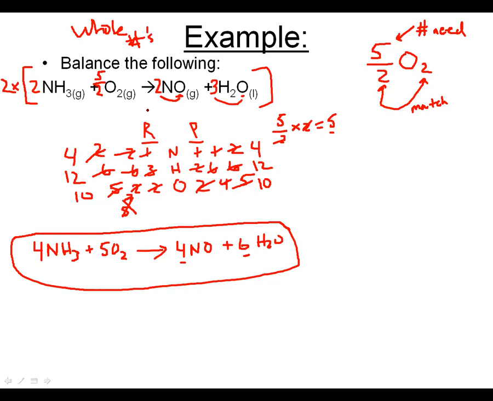Any questions on balancing? So again, the correctly balanced one for this one is the one that's boxed, the one with all whole numbers, but you can use a fraction to balance an equation. You just got to clear the fraction when it's all said and done. Any questions on any of that there? Okay, we will stop here today.